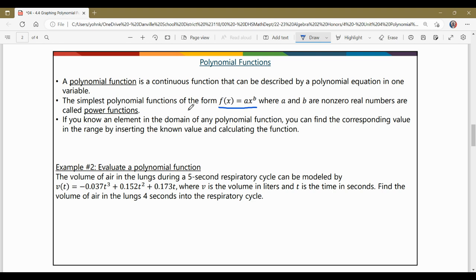Now, if you know an element in the domain of any polynomial function, you can find the corresponding value in the range by inserting the known value and calculating the function. Basically, you can use the substitution method.